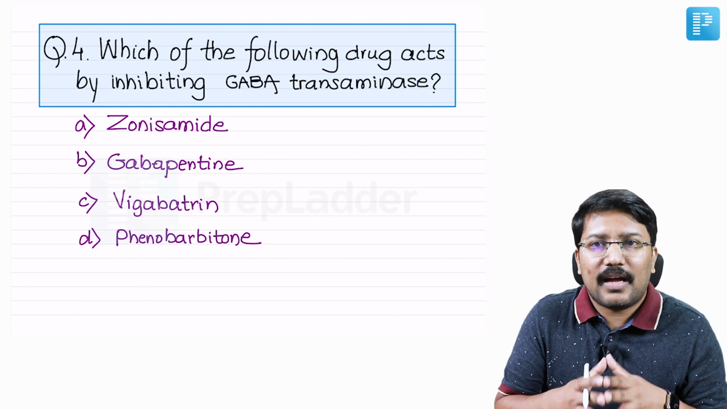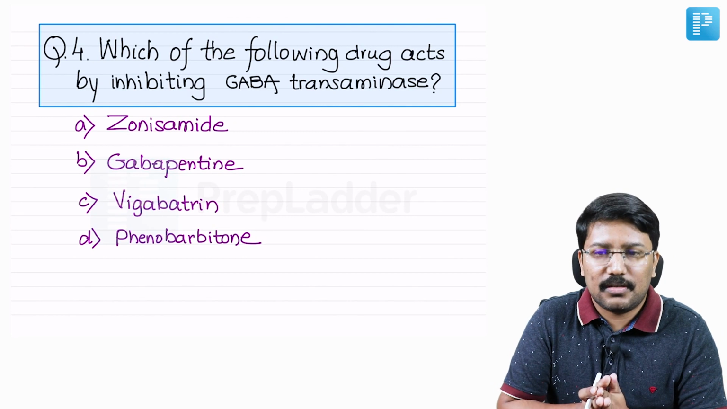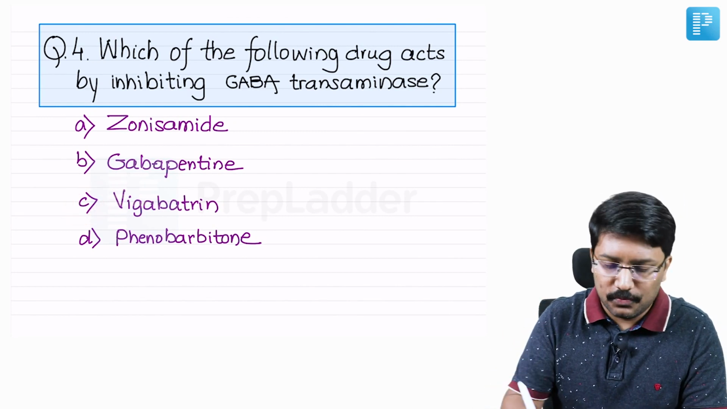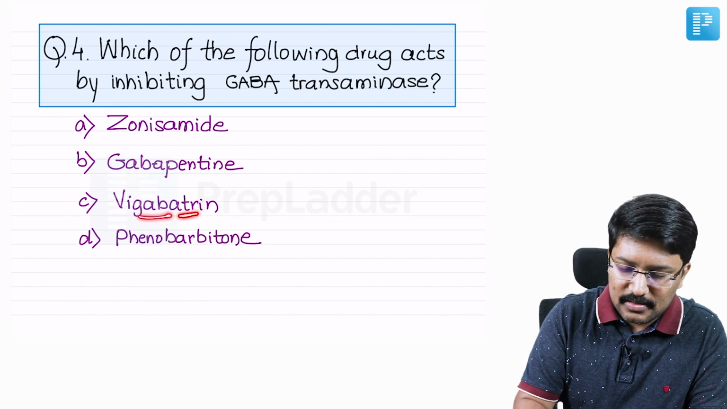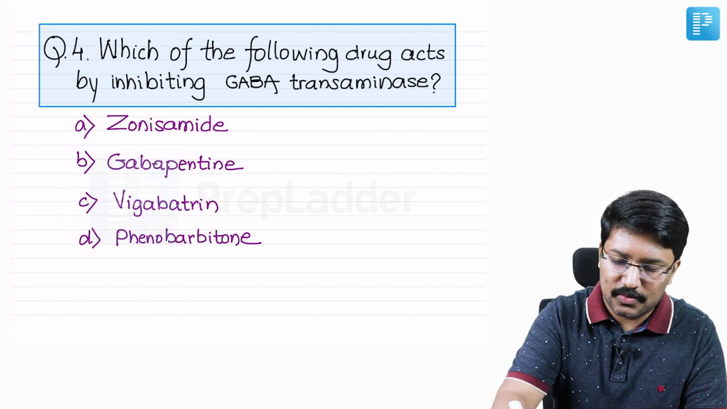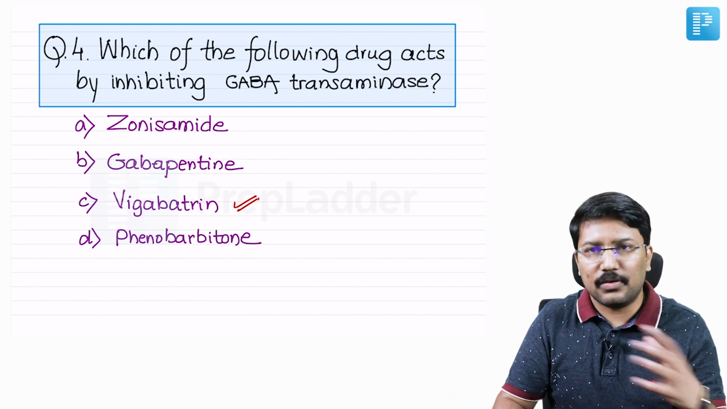Okay, now next. Which of the following drugs acts by inhibiting GABA transaminase? This is a pretty straightforward question, right? So the answer here is vigabatrin. The name itself gives you a clue: GABA transaminase inhibitor, right? Vigabatrin, GABA transaminase inhibitor. So the answer is pretty straightforward. No controversies or difficulties, so I'll just move on.